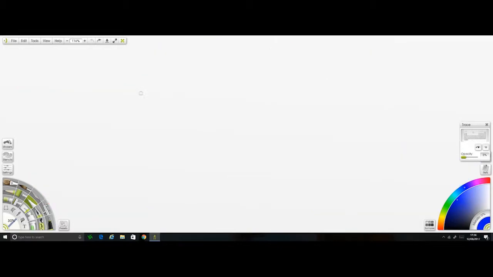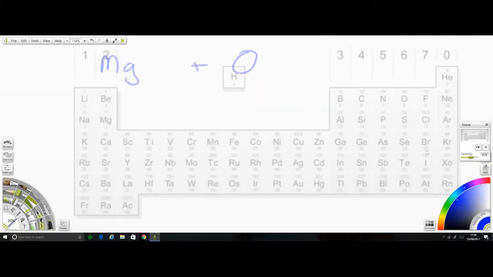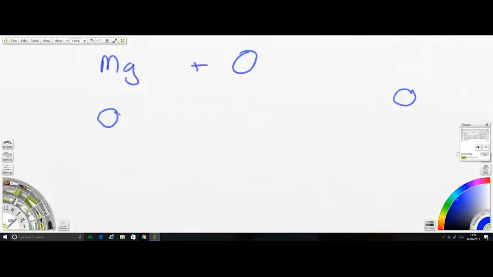So let's try another one. Now what we want to do is combine magnesium with oxygen. First, what I want you guys to do, once I tell you what to do, is pause the video. I want you to combine magnesium and oxygen and write an overall formula for it. Magnesium is in group 2, oxygen is in group 6. I want you to work out the formula, so pause the video now and have a go.